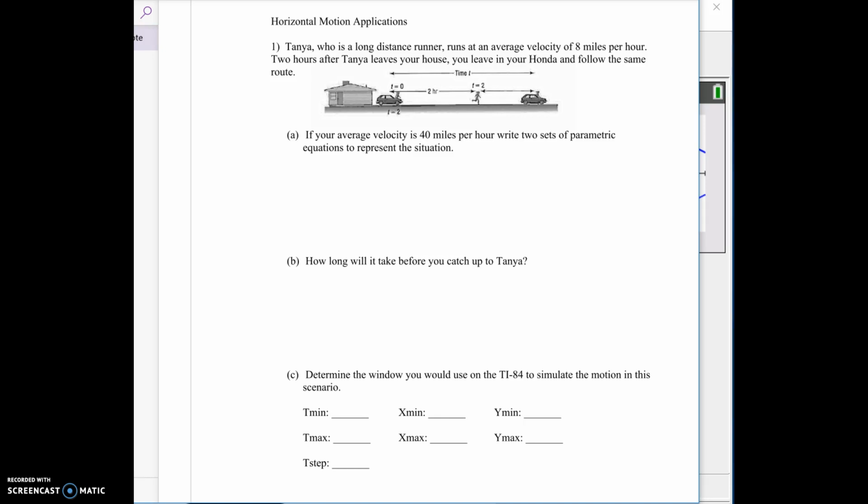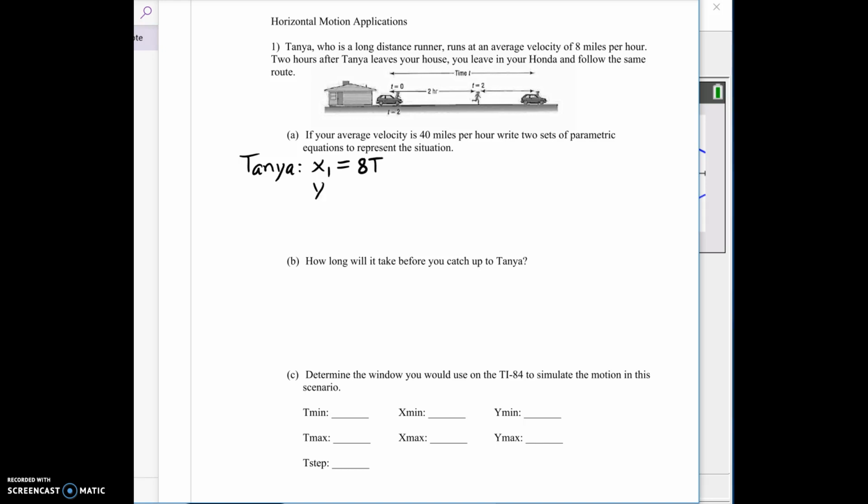Okay, so in this situation, we have Tanya, a long-distance runner, who runs at an average velocity of 8 miles per hour. So Tanya's equation is just going to be, I'm going to call this x1. So she's going horizontally on the x, 8t.